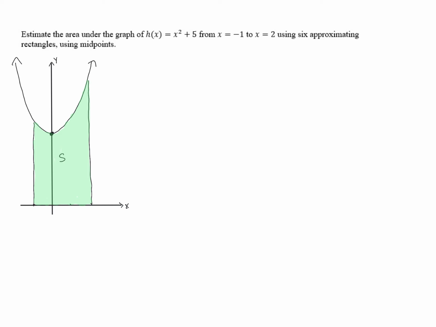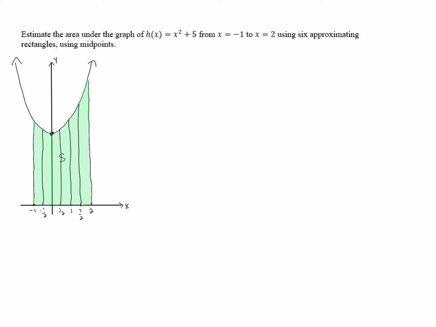All right. And we're told we're using 6 approximating rectangles. So if we actually label these, the base of this region, this shape, is currently 3. So if we want to divide it into 6, we're actually dividing into strips with width 1/2. So this is 1/2, that's 3/2, this is -1/2. And these are going to be the strips that we are chopping this region up into.